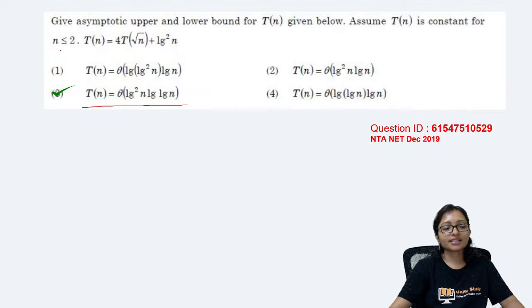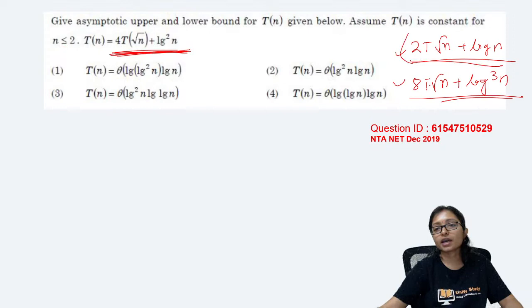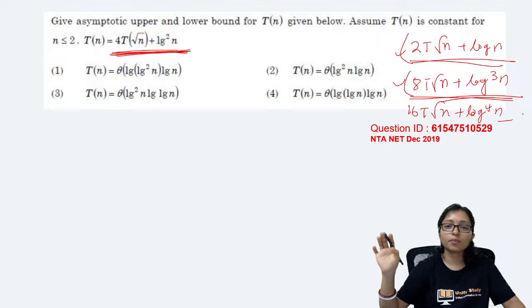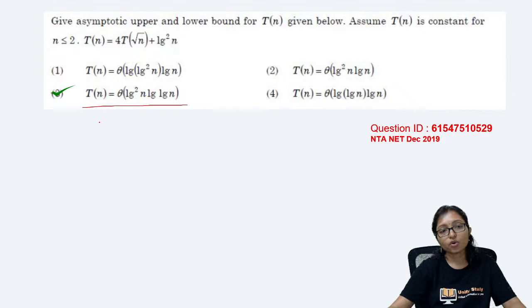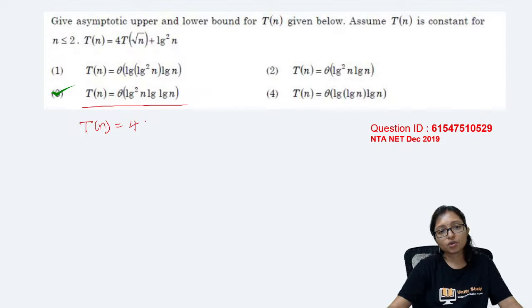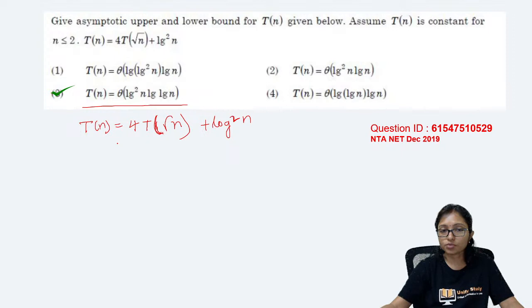So how to do it? I am telling you. There is a process of doing it. You need to follow that process, so all types of question you can do. Either 2T root n plus log n, 4T root n plus log square n, or it can be given like 6T root n plus log to the power 4 n. This is a format, and for the same format of question you need to follow the same pattern. What is that pattern? Try to understand, practice it, and you can do it. So the pattern is like that: T(n) equals 4T root n plus log square n. I cannot apply the master theorem here, so I need to change it into the format of the master theorem so that I can do it. So what I will do here, this is n to the power half plus log square n, right?